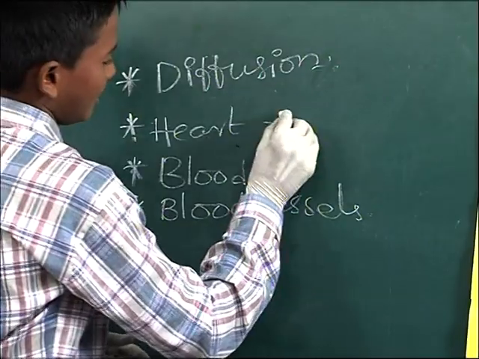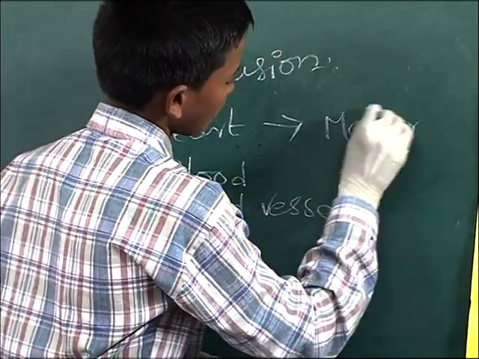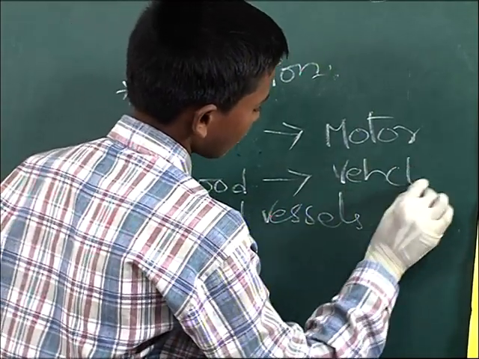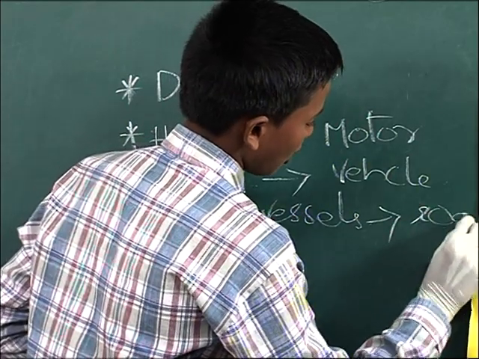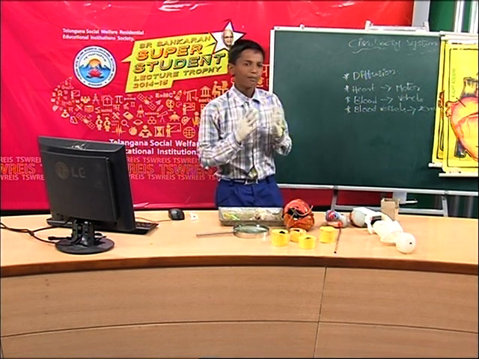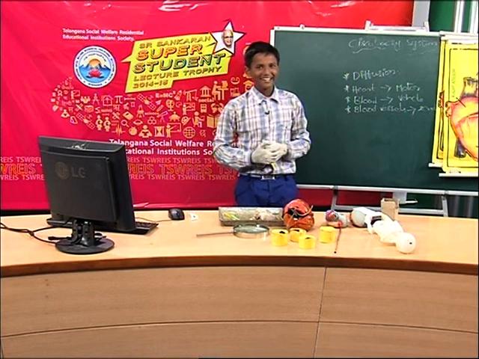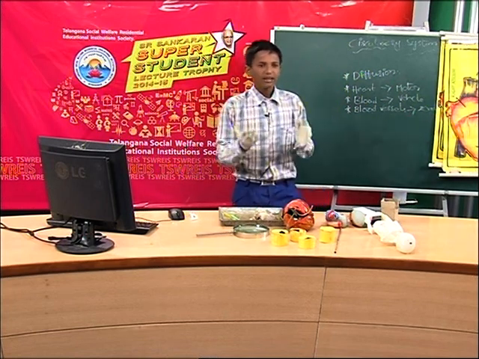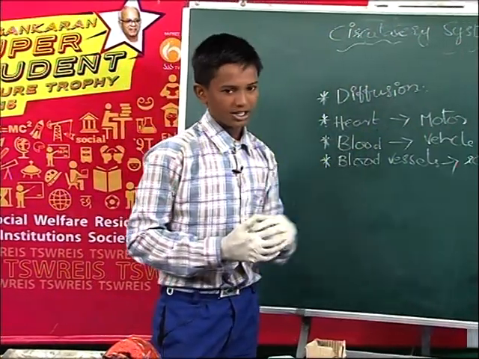Here, the heart acts as a motor, the blood acts as the vehicle, and the blood vessels act as the roads. So, Tswreis, here we call the heart a motor. Why do we call it a motor? Very good. We call it a motor because it always works, and a motor always works. Hence we compare the heart with the motor.